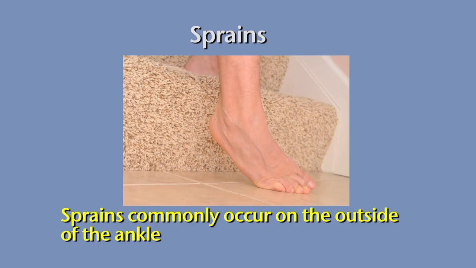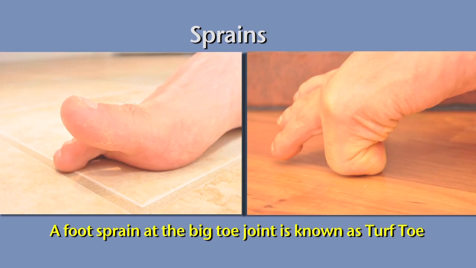Sprains commonly occur along the outside of the ankle. This generally occurs when the foot twists or rolls at the ankle. A common location for sprains in the foot is the big toe joint. This injury is commonly referred to as turf toe and occurs when the big toe hyperextends.